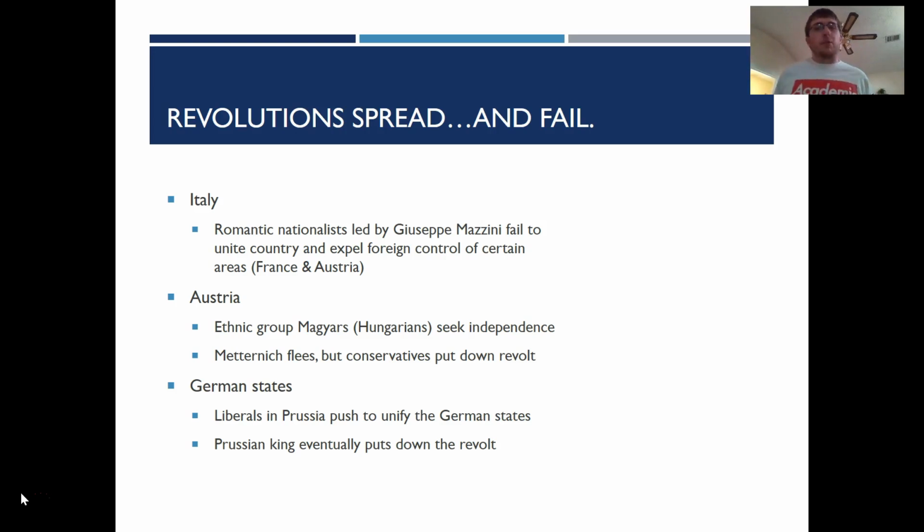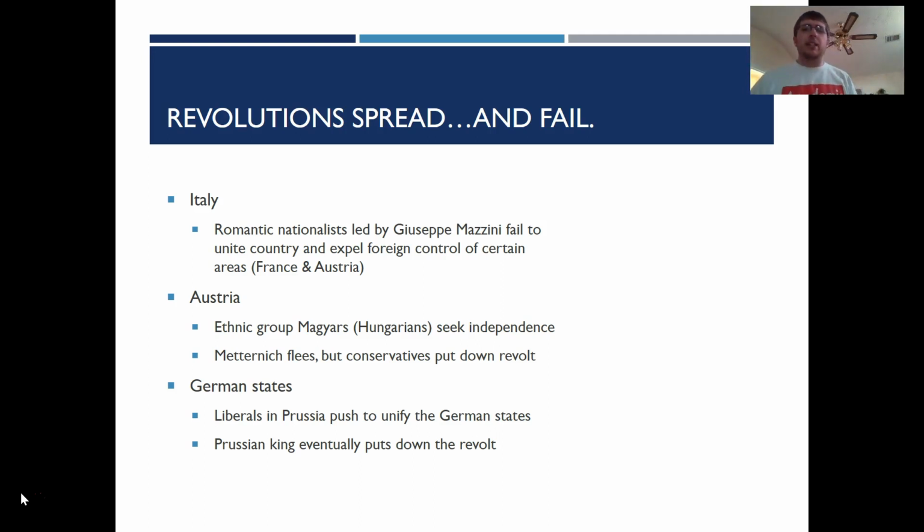Finally, the German states, a very similar story to Italy. Instead of romantic nationalists, they're liberals. They're bourgeoisie in the Prussian parliament who lead a push to unify the German states. However, the Prussian king eventually puts the revolt down. The Prussian king, a very conservative figure, puts the revolt down because he does not want to see Prussia, and let's be fair, Prussia is a very strong German state, influenced and tainted by the smaller German states creating one united German country.